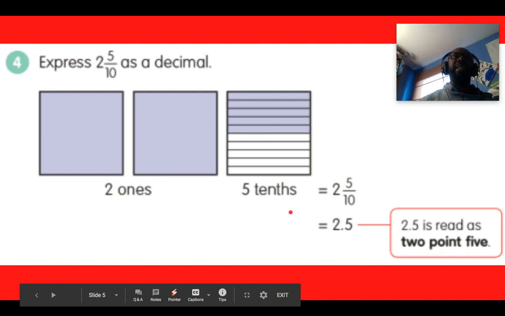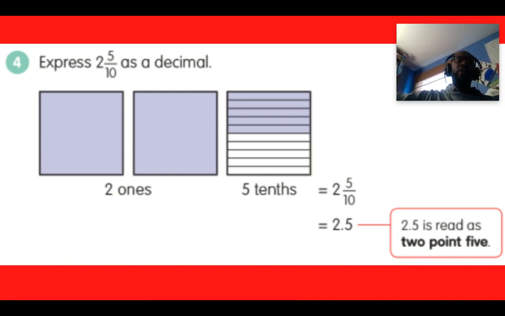Now, let's think about this. We have 2 wholes here and 5 tenths. Let's count them. 1, 2, 3, 4, 5. So that means there's 2 wholes, or this is written as 2 ones, but we know this is a whole, this is a whole, so this is 2 what? Wholes. Yes, 2 wholes. So 2 wholes and 5 tenths can be written as this mixed number here, 2 and 5 over 10, and it can also be written as a decimal. Yeah, you got it, 2.5.